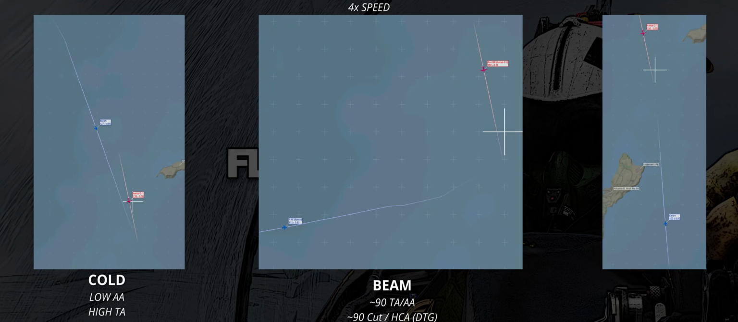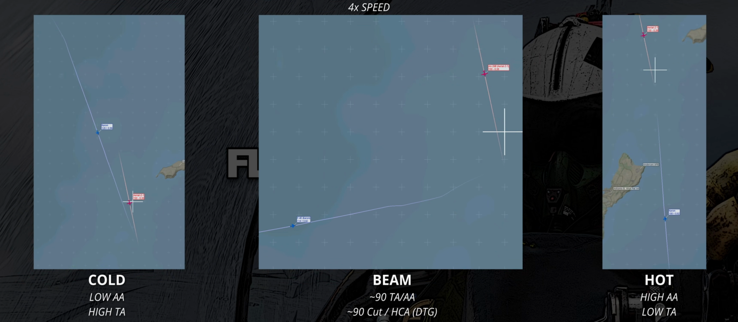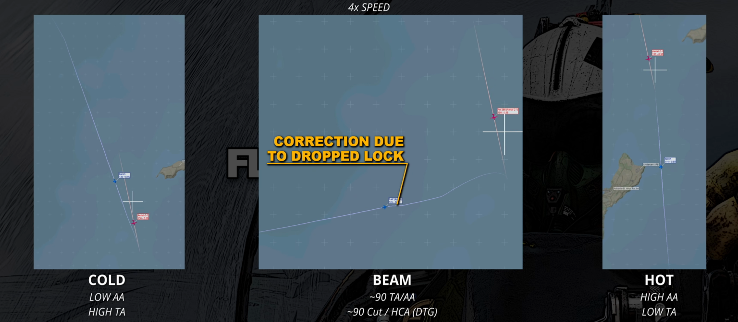To understand how the aim dot works, let's consider 3 examples in which an F-4E is intercepting a bogey spades, starting from different positions and following the dot until the break X is displayed. On the right, high AA or low TA represent the hot aspect. Low AA or high TA is the cold aspect scenario on the left. The center has a 90 right aspect, 90 cut, and heading cross angle representing the beam aspect. In all cases, the AIM-7F Sparrow is selected.